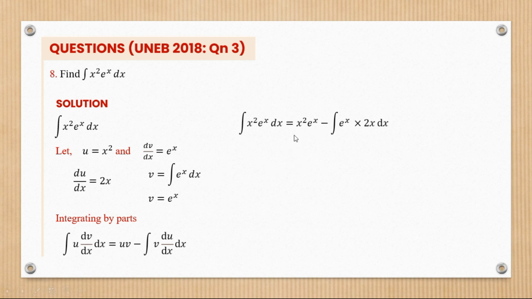Then integrating by parts, we're going to put everything back into the formula. You know what u and v are, so v is e^x and u is x squared, so multiplying the two we have x squared e^x minus the integral of v, which is e^x, times du/dx, which is 2x, dx. So now I'll have x squared e^x minus, pulling out the 2, minus 2 times the integral of x e^x dx.